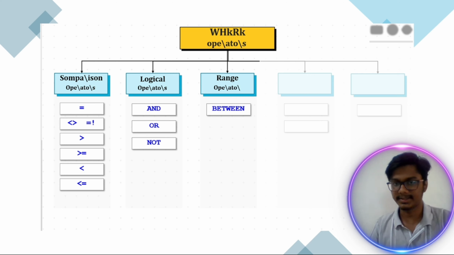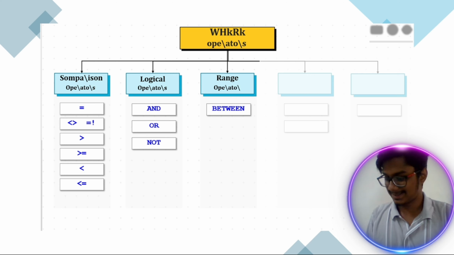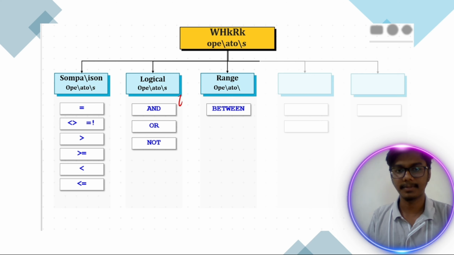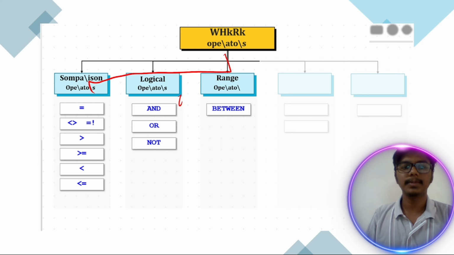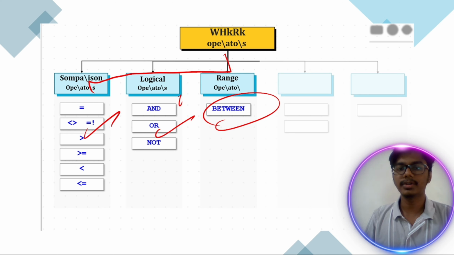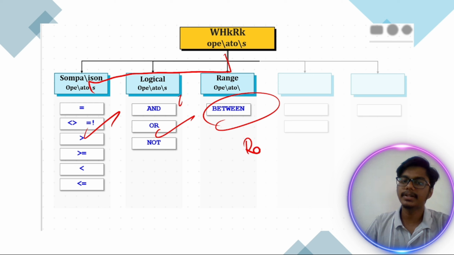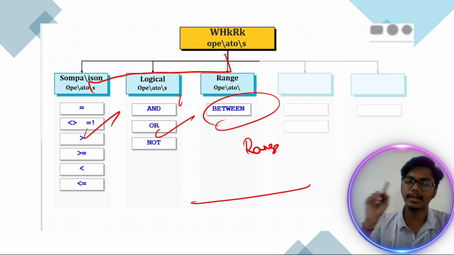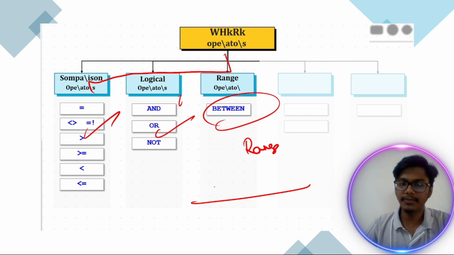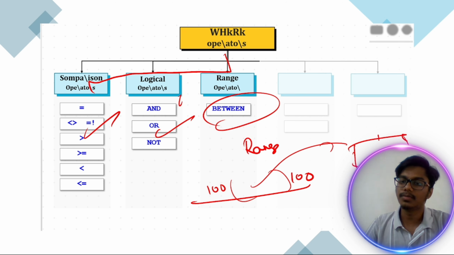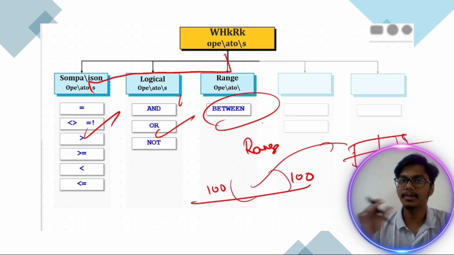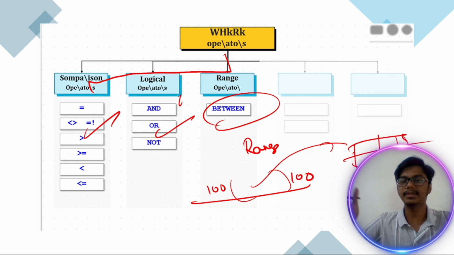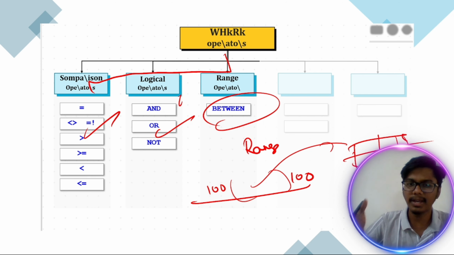I just want to teach this. So far we have completed this and this. Now we are going to discuss the range operator. The range operator is nothing but between the range. There is only one operator called BETWEEN. So between 100 to 1000, I want all those results in the target table. This operator can be used with BETWEEN as the name itself says, to get all the results in the range.